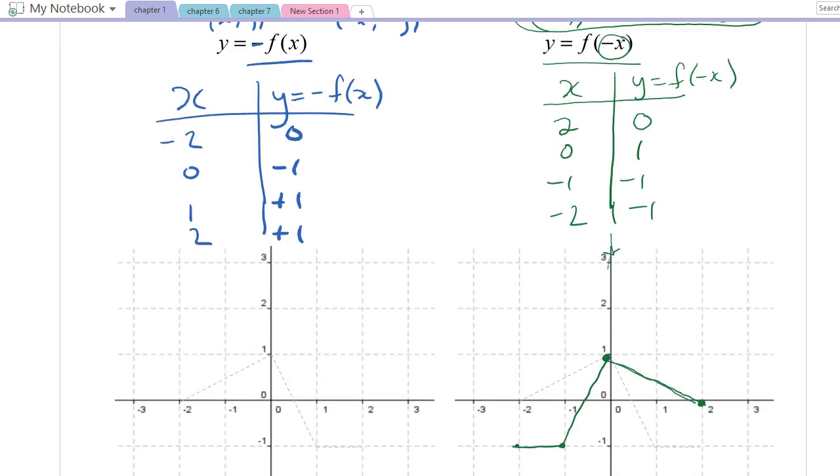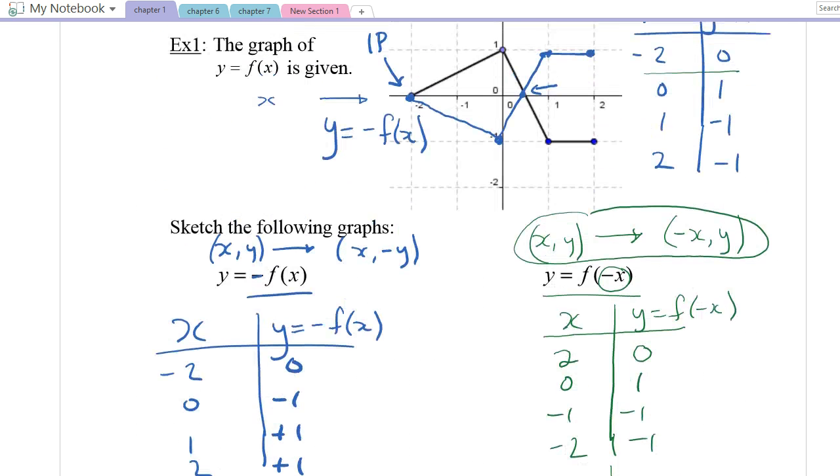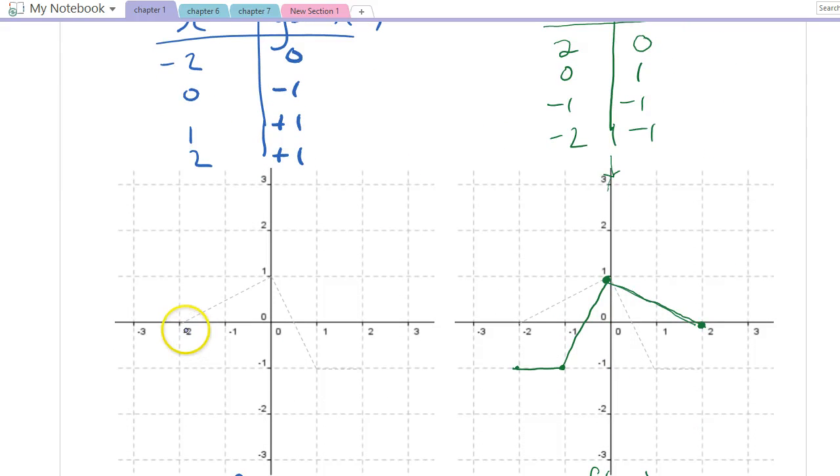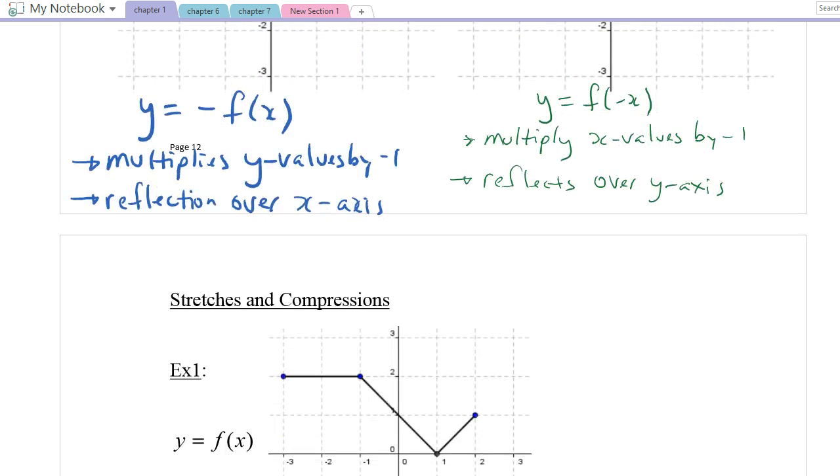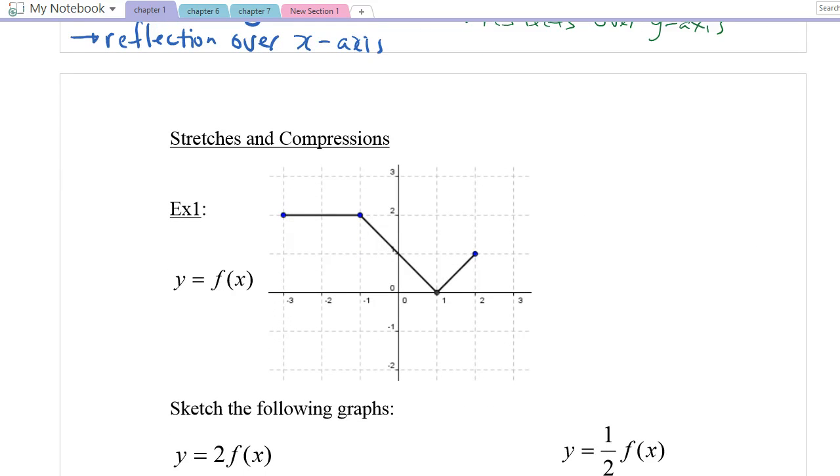Okay, so I hadn't drawn it really. I drew it over top of it. So if I was to draw it here, there's a reflection over the x-axis, and this one is a reflection over the y-axis. I'm going to pause there, so you can take a little break before you start the next page.